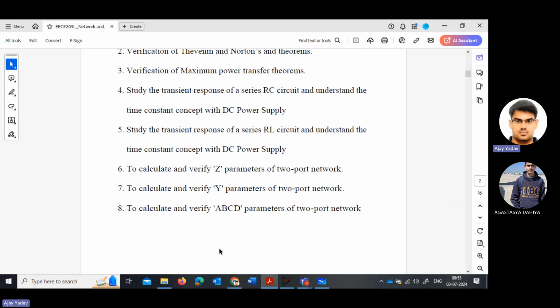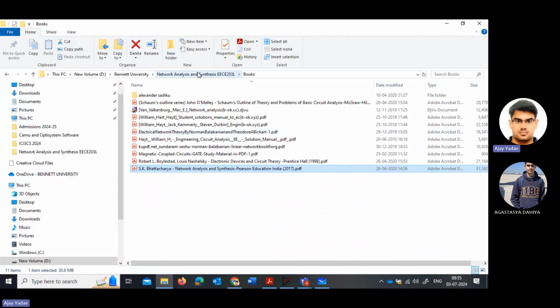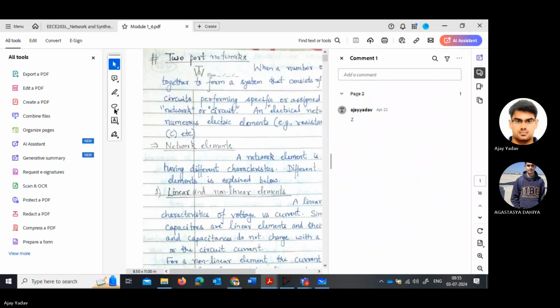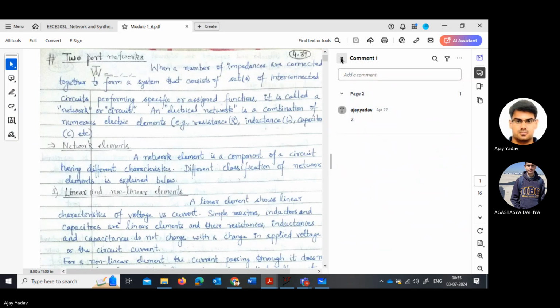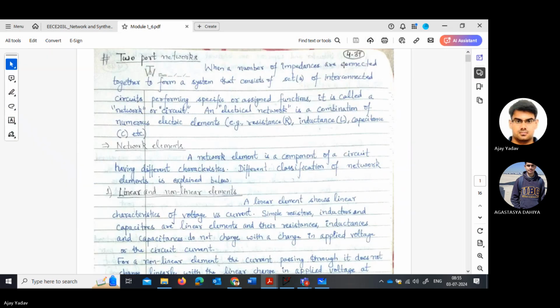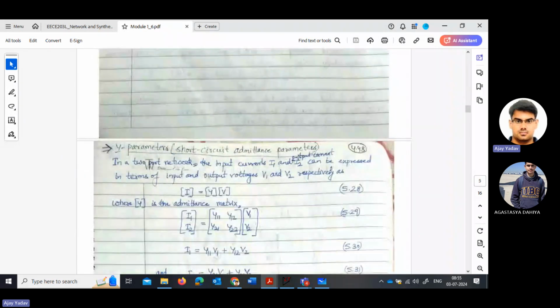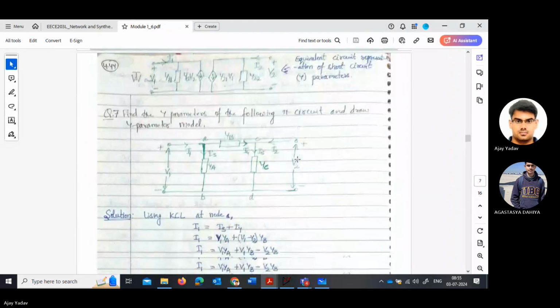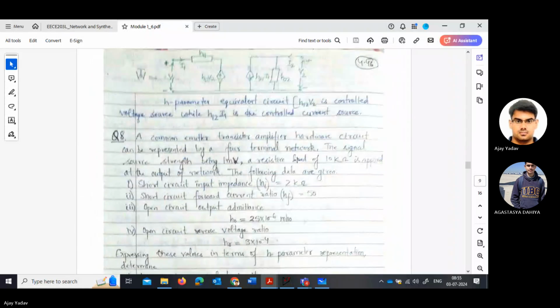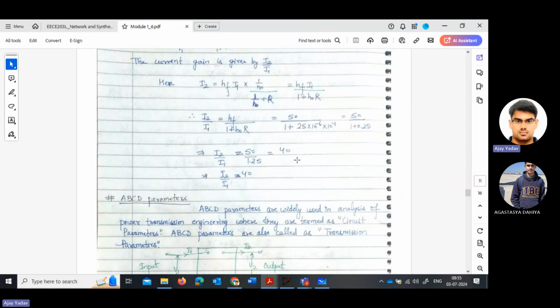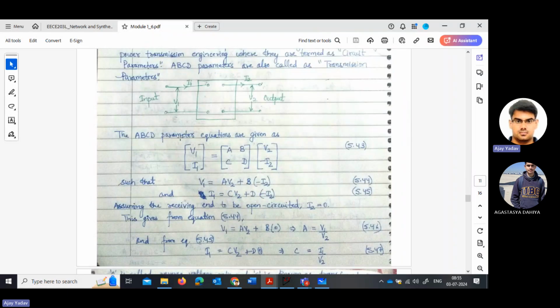If you go into the theory of ABCD parameters, let me help you in remembering that. So these are the parameters where we are calculating the input voltage and current with respect to output voltage and current. If you see here, input voltage and current is there. We are calculating with respect to output voltage and current.